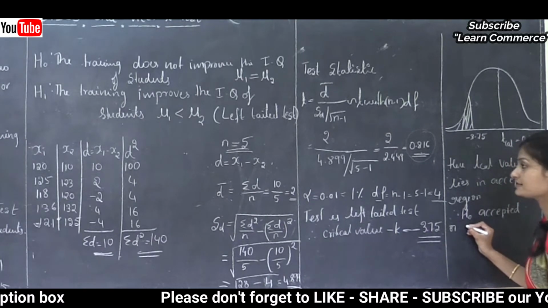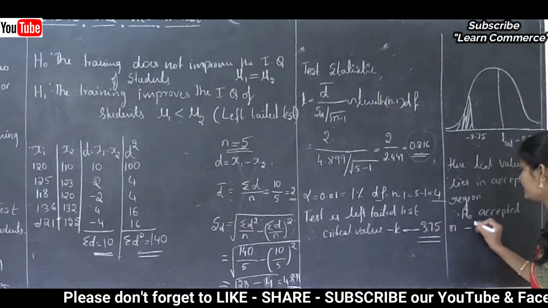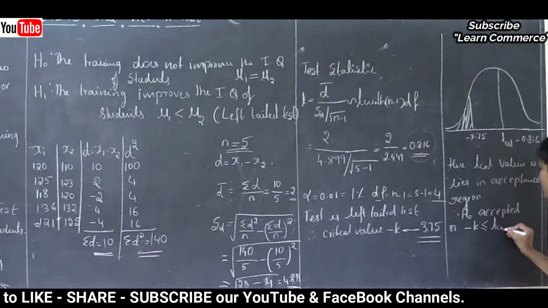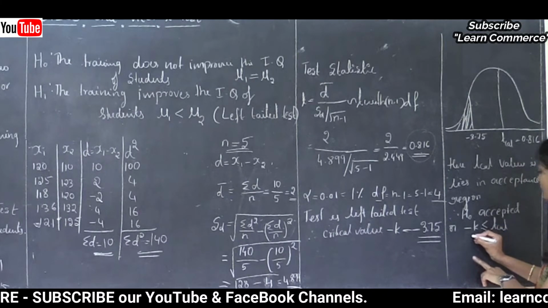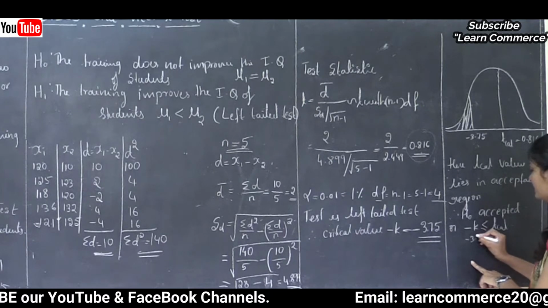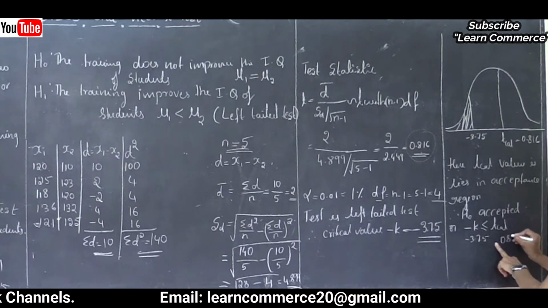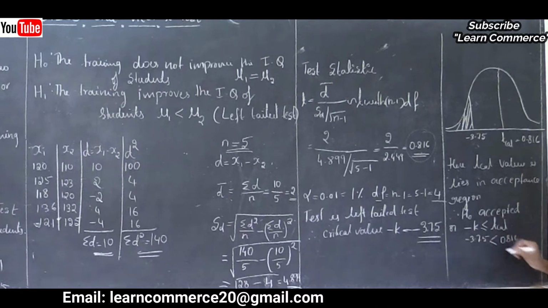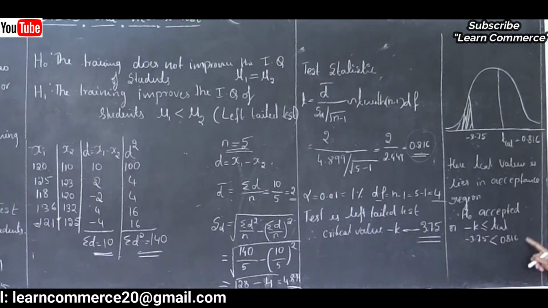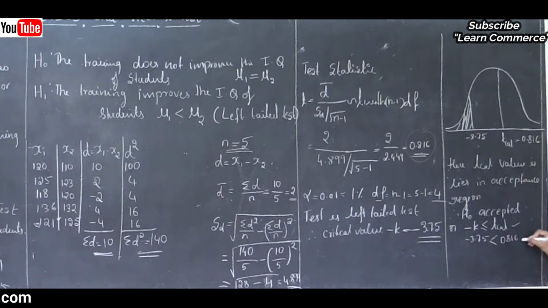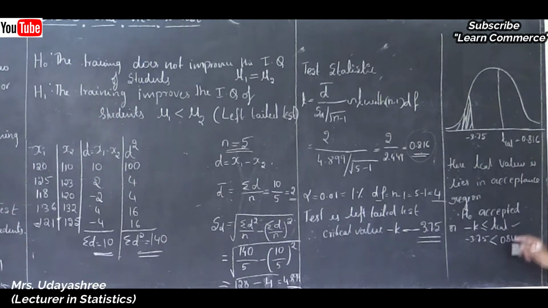this is a left tail test, in the sense that the condition is like this: minus k is greater than or equal to the calculated value. See here, minus k value is minus 3.75 and the calculated value is 0.816. Therefore, the sign is like this, because here 0.816 is greater than minus 3.75. So, the condition is satisfied. If the condition is satisfied, we can say H naught is accepted.